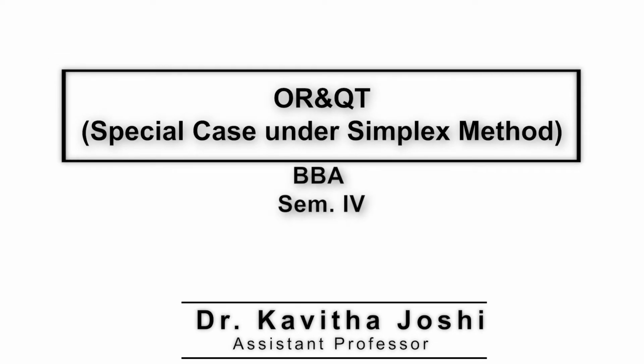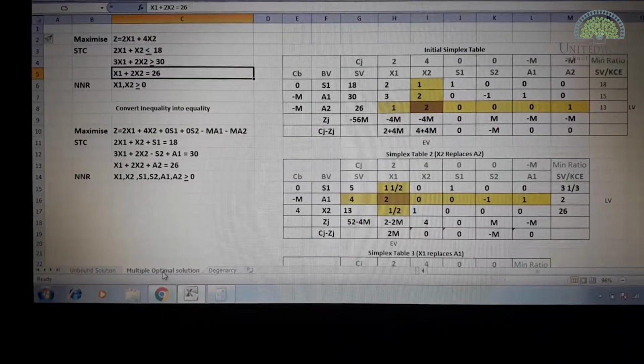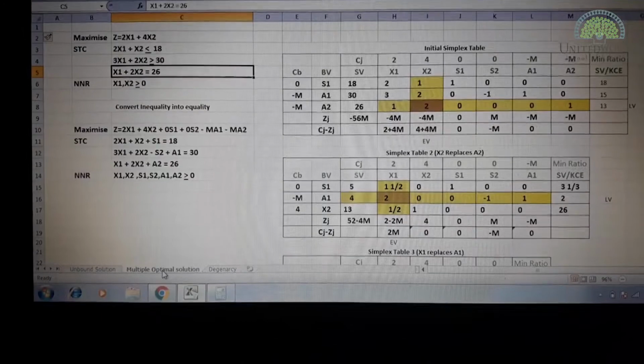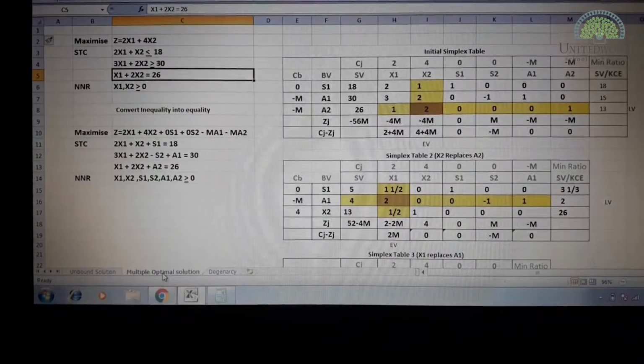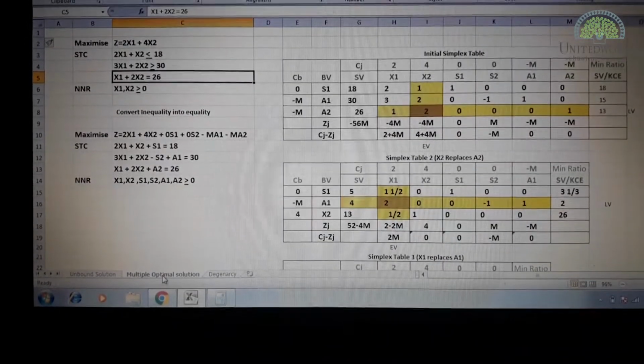In the current session, we are going to deal with a special case in the simplex method, termed multiple optimal solution. So far, we have already dealt with the special case, that is infeasible solution. Today's session will be about multiple optimal solution. So let's get started with the problem.